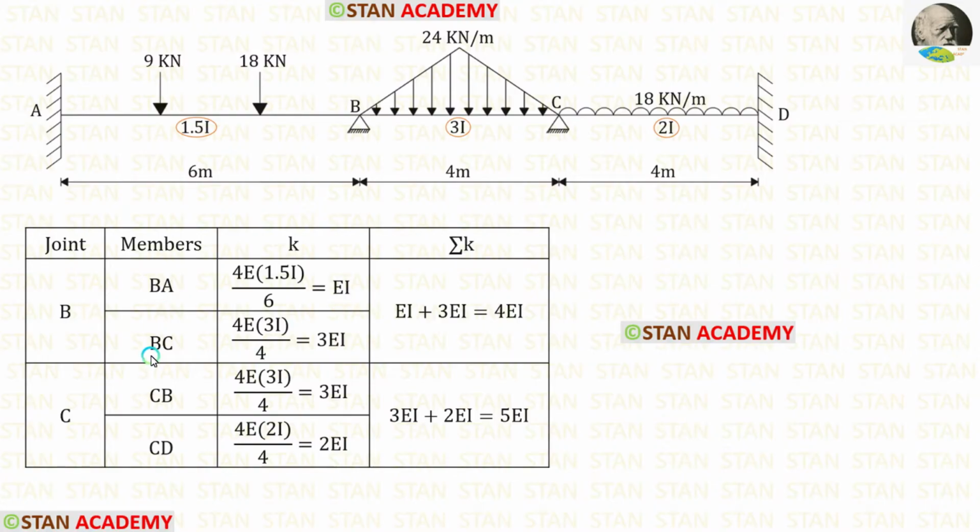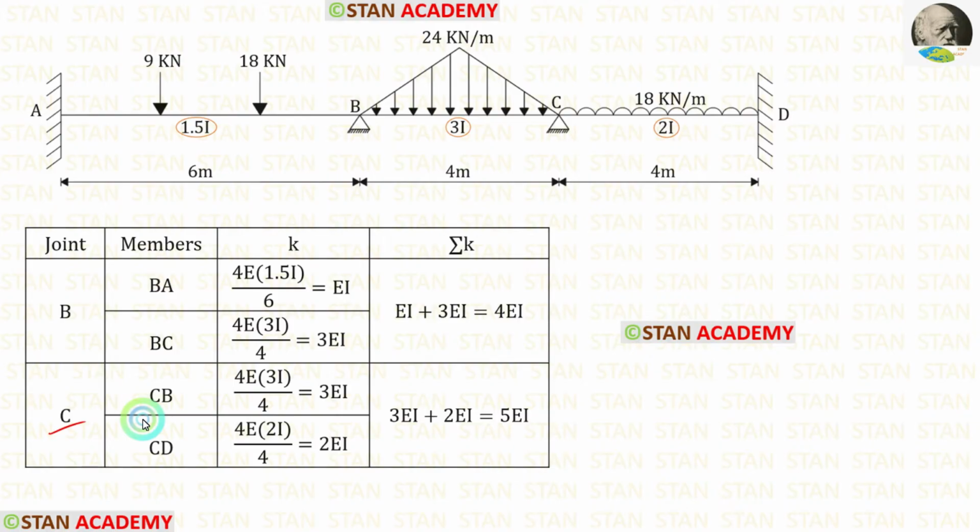Now let us find the stiffness for BC. For that, from the joint B, we have to look at the point C. The point C is continuous. If the far end is continuous, the formula for the stiffness is 4EI upon L. The moment of inertia for BC is 3I. So instead of I, we have to apply 3I. Length of BC is 4. Let us apply that. After calculation, for the stiffness of BC, we are getting 3EI.